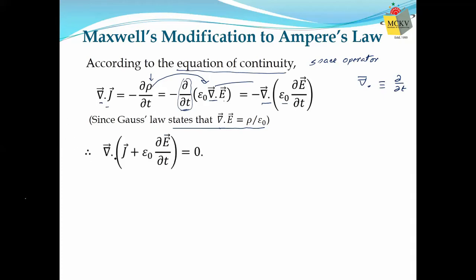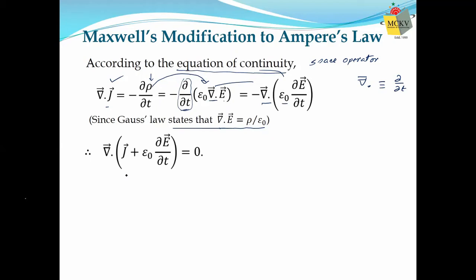So divergence of J, this quantity, plus, because we have a negative sign on the right side, plus epsilon naught del E del T equals 0. If we interchange this, the right hand side is taken to the left hand side, and the divergence is taken common. So to make that divergence common, space and time operators were interchanged.